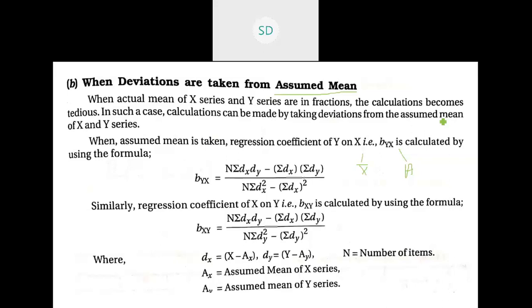And why do we use assumed mean? Anybody who can answer that? Why do we use assumed mean suddenly? We were getting values using the actual mean. But why do you think we are supposed to use assumed mean?